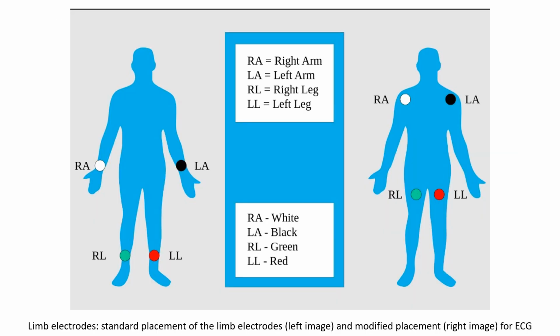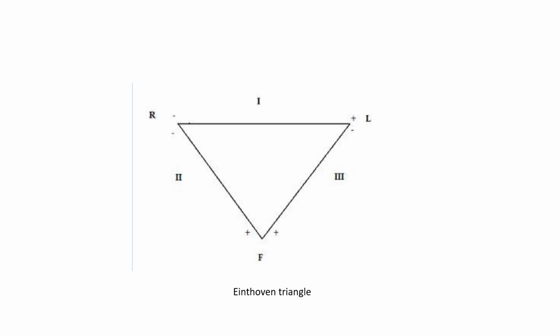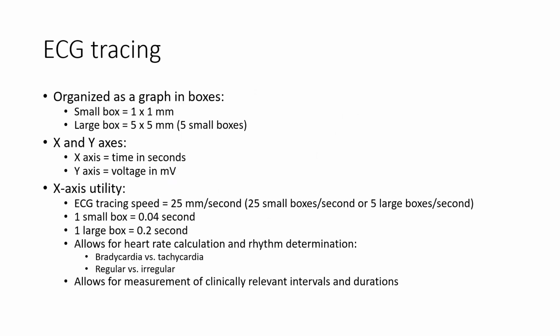So these are the limb placements. These will make lead 1, lead 3, and lead 2. Again, the chest leads, V1 to V6 placement. One is on the right and left. So these two give the anterior wall of the heart. These will give the septal wall, and these two will give the lateral wall of the heart. Einthoven triangle is formed by the 3 leads already discussed.